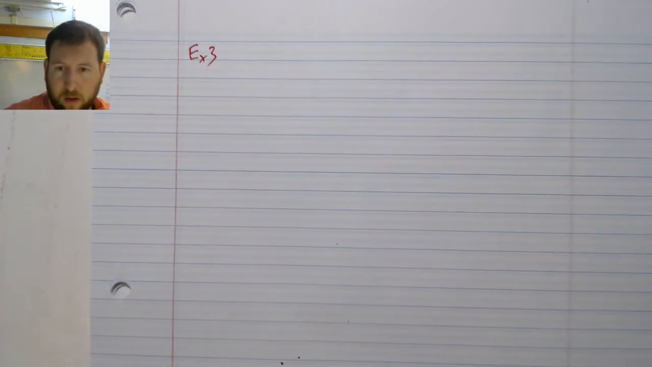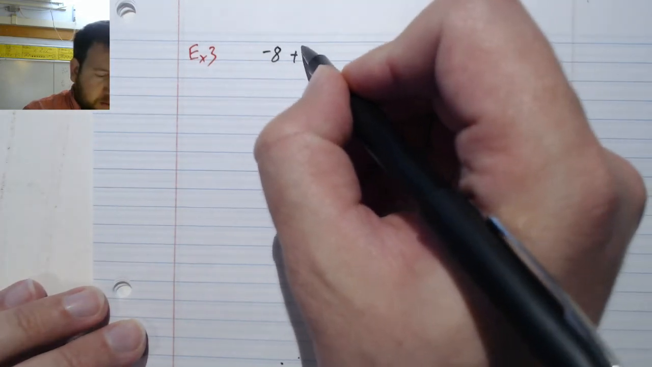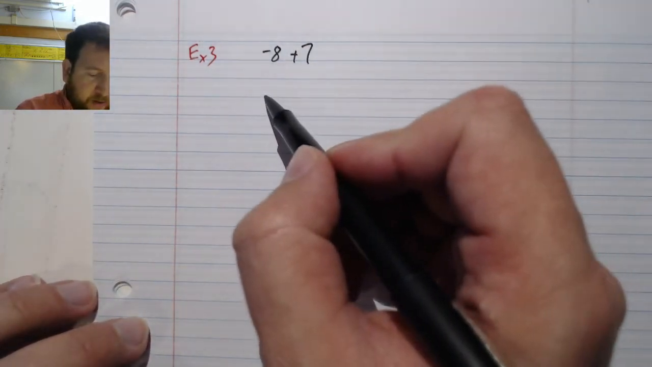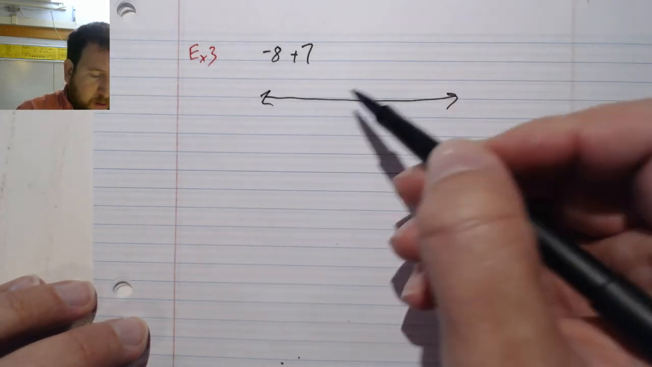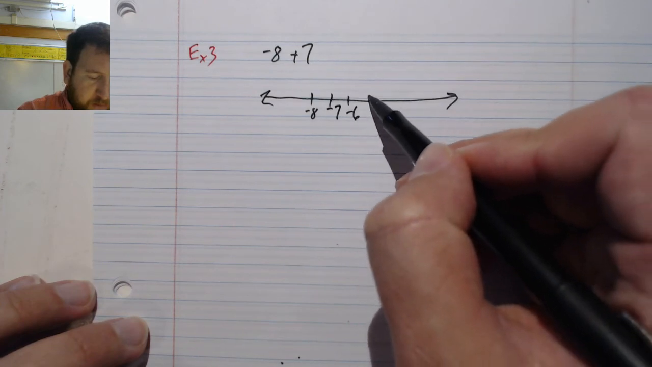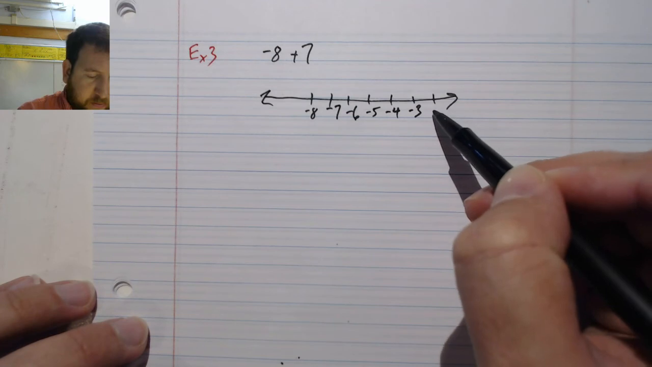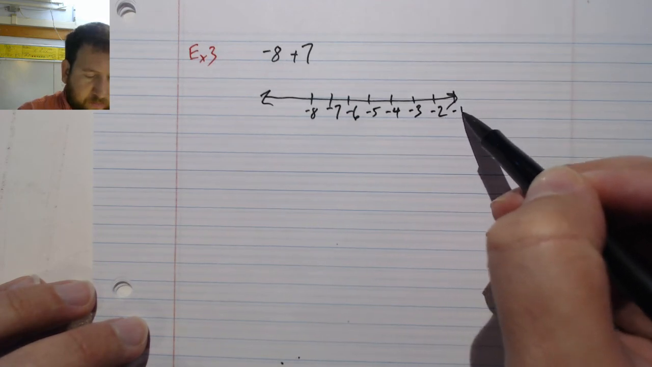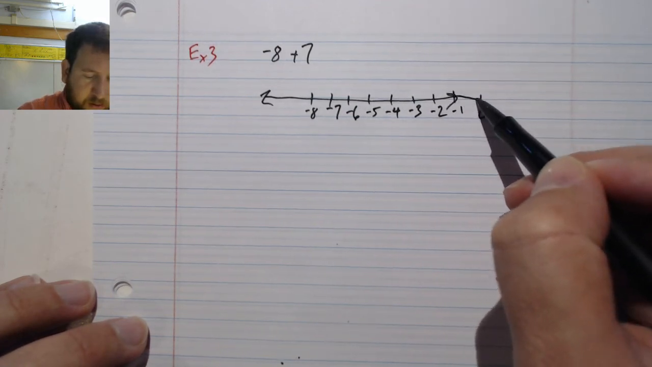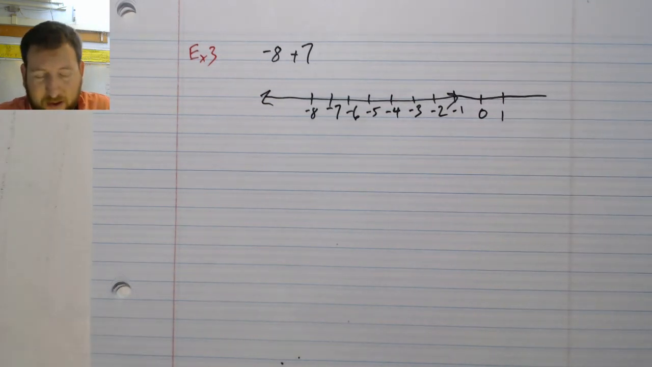Okay, example 3. And we're going to look at -8 plus 7. All right, I've got my number line. -8, -7, -6, -5, -4, -3, -2, -1, 0, and extend it. I can always do that with the number line because it goes to infinity in both directions, right?